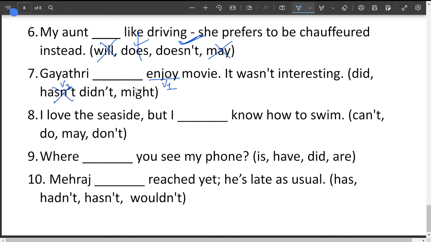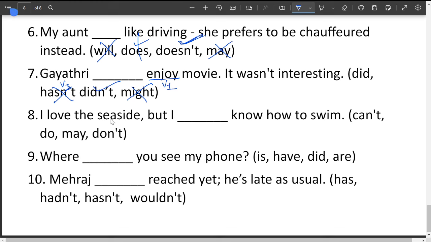Might enjoy movie. This comes as future. Cannot be used. It wasn't interesting. We are referring to past. Now, Gayatri did enjoy movie or she didn't enjoy movie. Which one is correct? She didn't enjoy movie. It was not interesting. That's why she didn't enjoy.